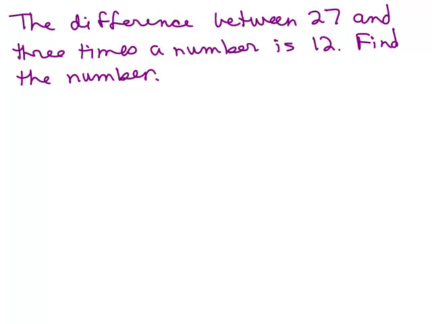Next problem. The difference between 27 and 3 times the number is 12. Find the number. All right, again, we're looking for a number, so let's define the number. Let's do x just to be different this time. All right, so we're going to let x represent the number, and we want a difference. A difference between 27 and 3 times the number is 12. Now, that's going to be our equal sign, right? So we know we're going to have an equal sign and 12.